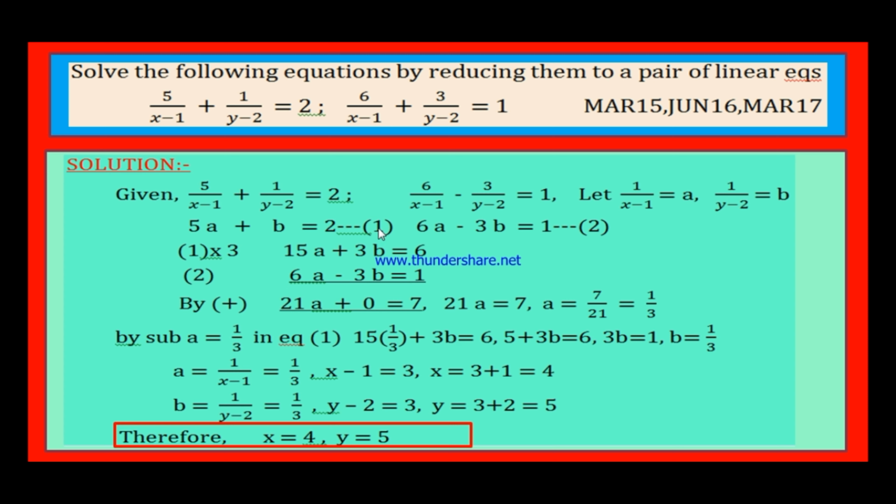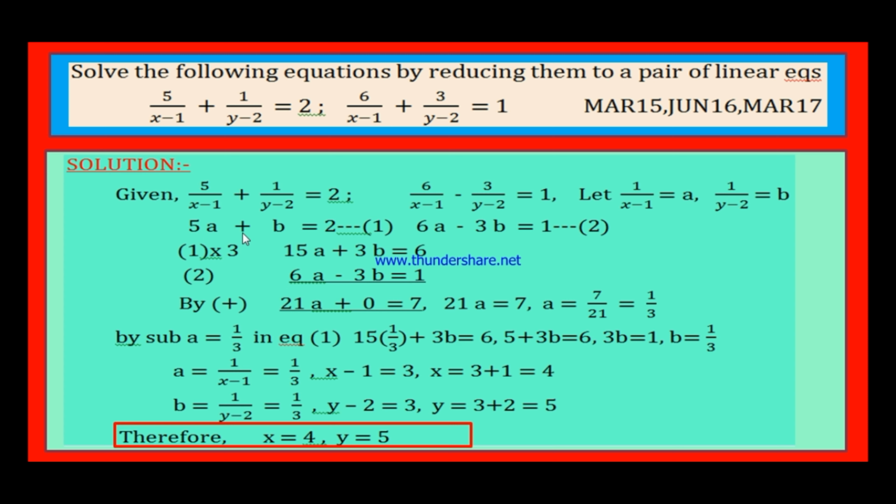Now let us multiply the first equation with 3. Why? You observe these two equations. Here the coefficient of a is 5, here the coefficient of a is 6. Here the coefficient of b is 1 and here the coefficient of b is 3. Now in order to make the coefficients of b equal in both the equations, let us multiply the first equation with 3. First equation with 3 means multiply all the 3 terms with 3.